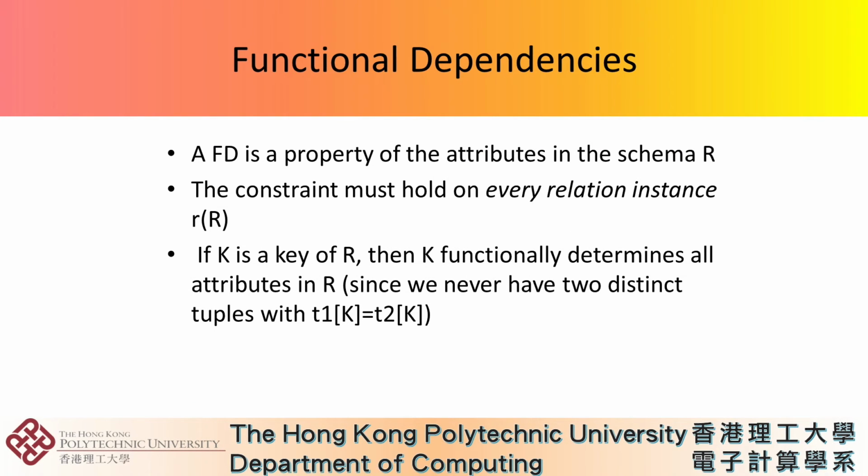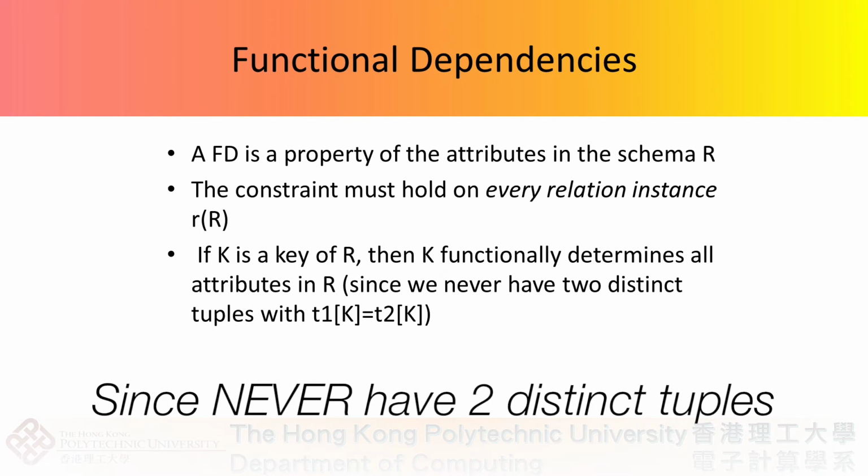A functional dependency is a property of the attributes in the schema R. The constraint must hold on every relation instance. If K is the key of R, then K functionally determines all attributes in R.